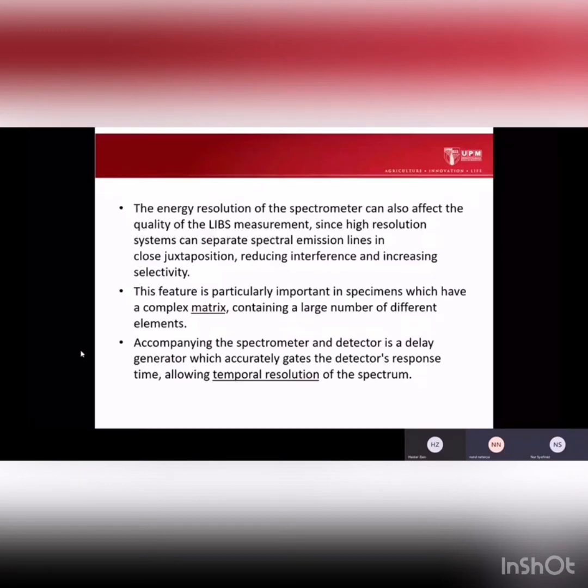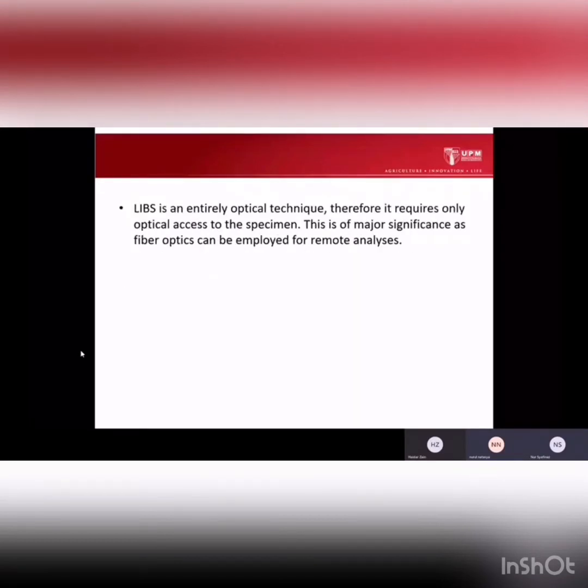So basically LIBS is an entirely optical technique. It uses light to probe or control matter. So this is of major significance, as with fiber optics. It also uses light to send information, right? Fiber optics. Yeah. So it is also used for remote analysis. That's one of the importance of the LIBS system.